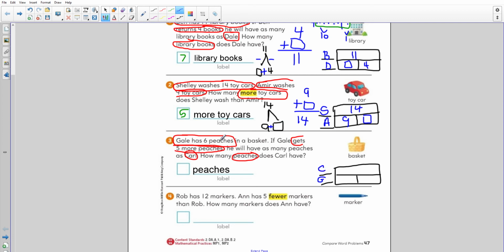So let me see. Do I know how many Carl has? Let's see. Gail has 6 peaches. Gail gets 5 more peaches. And Carl. No, I don't know this one. How much does Gail have? 6. And then if she gets 5 more, her bar would be the same as how many Carl has.